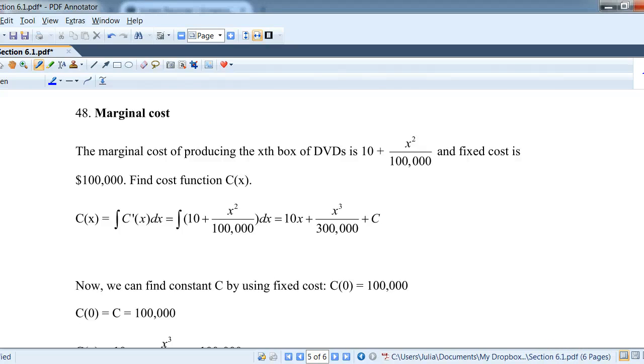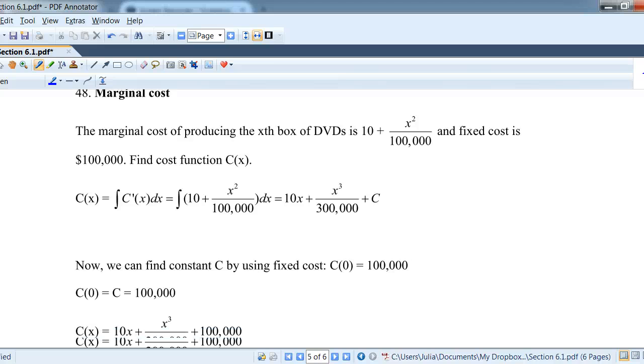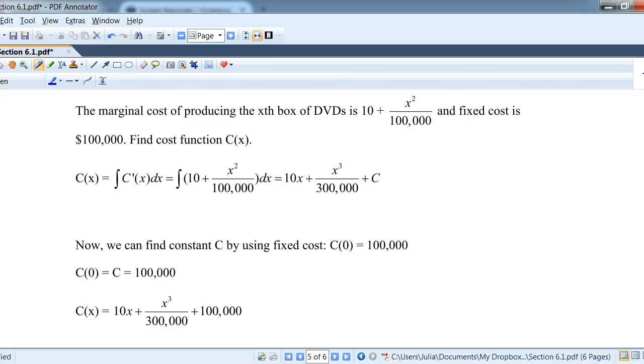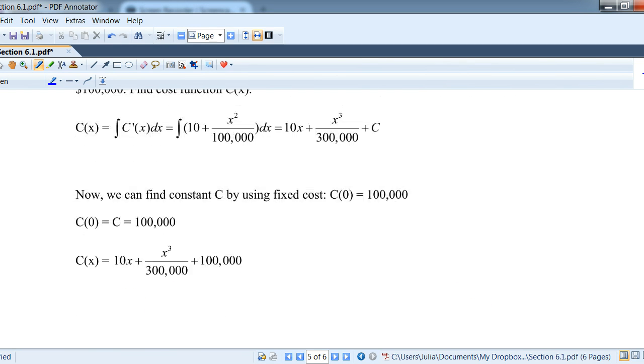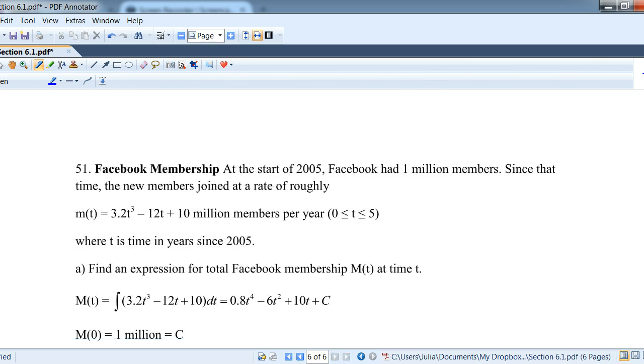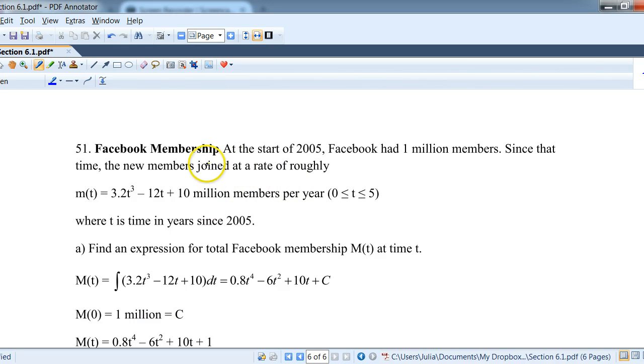Occasionally, you'll have this information. Let's say 5 items cost $50 to produce. So you'll have C of 5 equals 50, and then you have to plug in 5 and solve for the constant. So just keep that in mind. It's not that we're always given a constant. Sometimes we need to solve for it. And the actual cost function is 10x plus x cubed over 300,000 plus 100,000. And that's it, really.